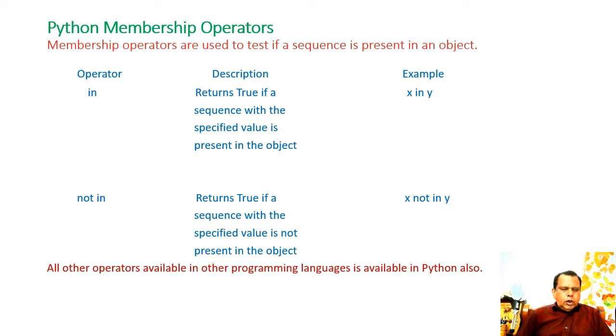The next one is "not in". Previously it was "in", now it is "not in". It returns true if a sequence with the specified value is not present in the object. Example: X not in Y. All other operators available in other programming languages are available in Python also.